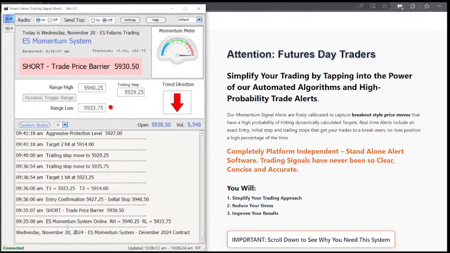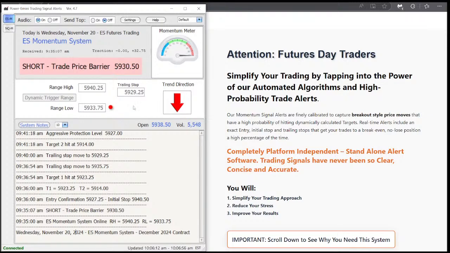So these system notes hit the software in real time. And so this is what's already transpired this morning. The system came online and it gave us this range, right? And so the key to it is it's a range breakout system. So the system comes online in the morning. It gives us this range, and what it's looking for is the price to break out of the range and trend in one direction or the other and hit the targets.